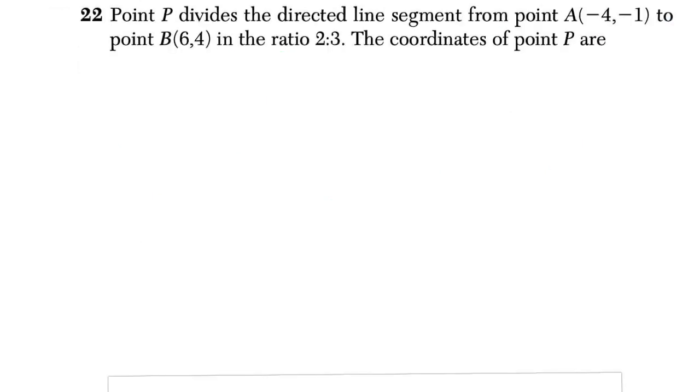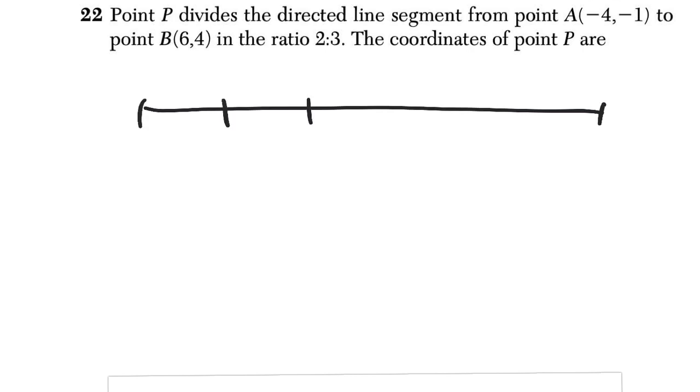Let's take a look at question 22. It says point P divides the directed line segment from A to B in the ratio 2:3. Our objective is to figure out what the coordinates are of point P. So let's sketch this out. So here's what I know. I know that we've got this segment, and it's split in a 2:3 ratio. Beautiful. And that's going to give us 5 total parts.